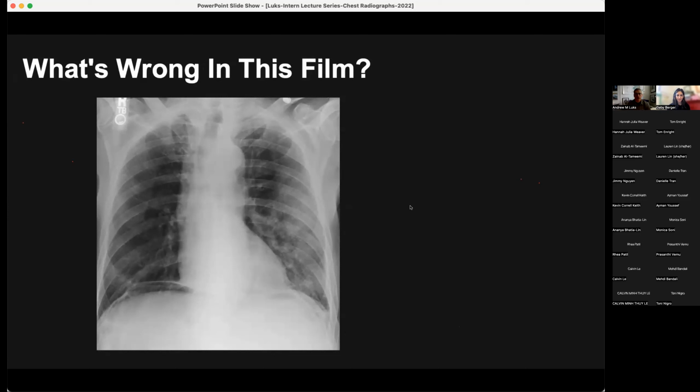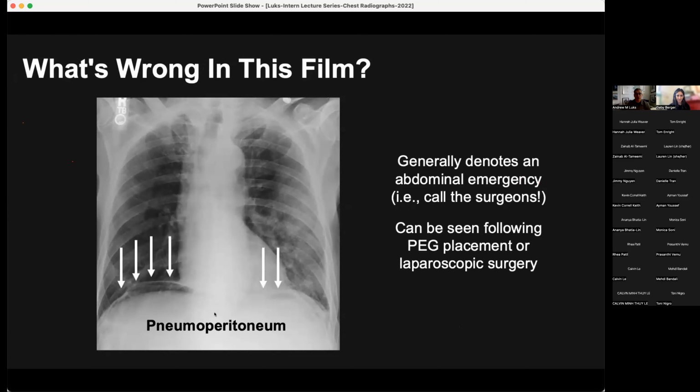Okay, excellent. Everyone has identified the fact that this person has pneumoperitoneum. There's lucency underneath this thin linear opacity, which is the diaphragm. So that is highly suggestive of the presence of free air in the abdomen. This usually connotes the presence of an intra-abdominal emergency. There's been perforation of a hollow viscus, whether it's the stomach or the small and large intestines. Be aware that you can sometimes see pneumoperitoneum after a patient has had a percutaneous endoscopic gastrostomy tube placement or following laparoscopic surgery.